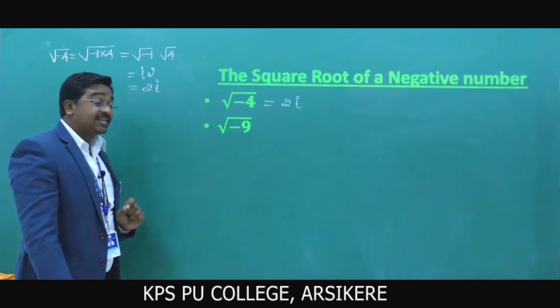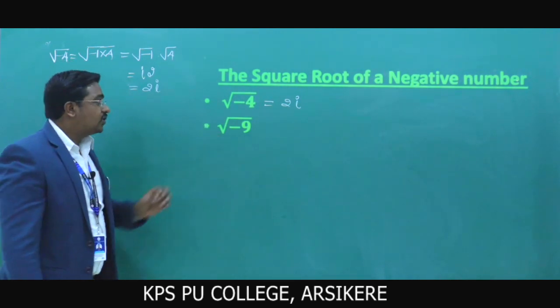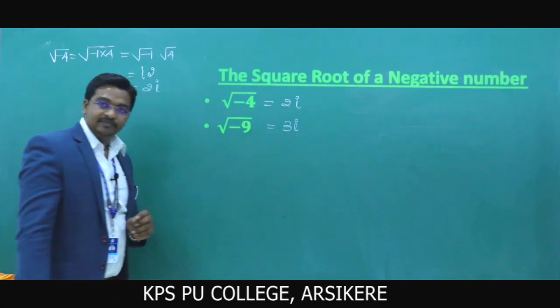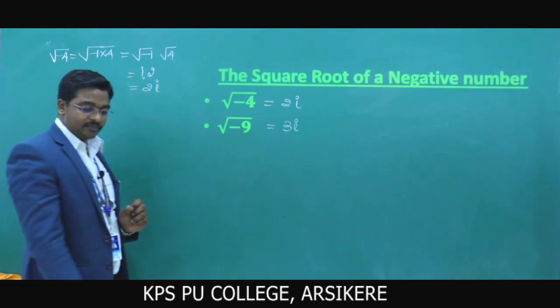And square root of minus 9, this is also a negative number, very good, that becomes 3 into i, 3 into i.